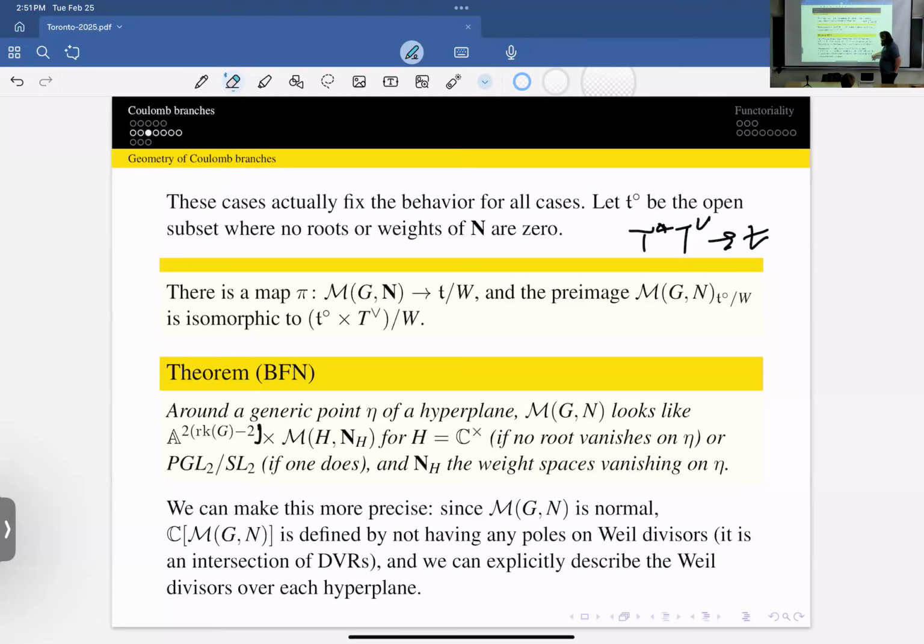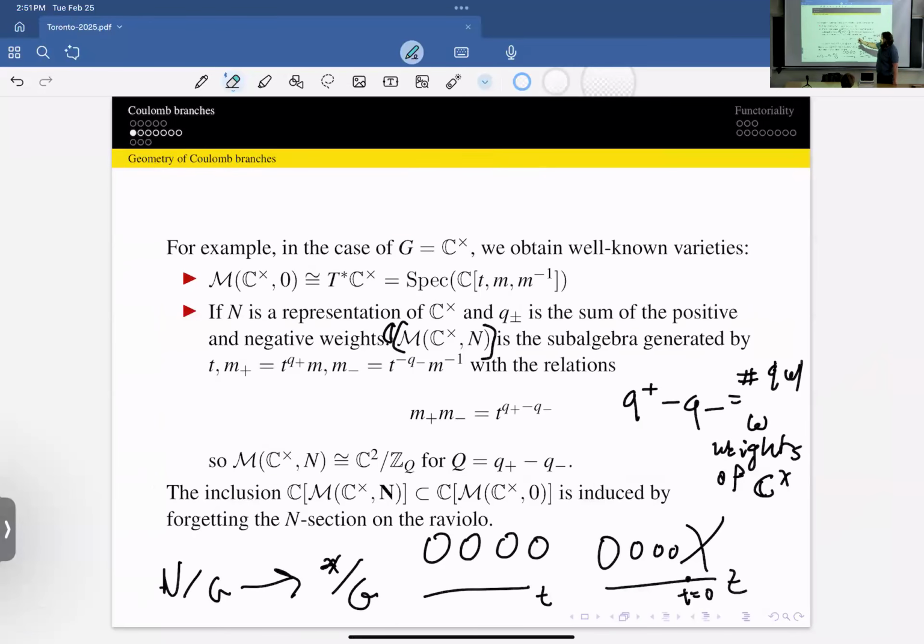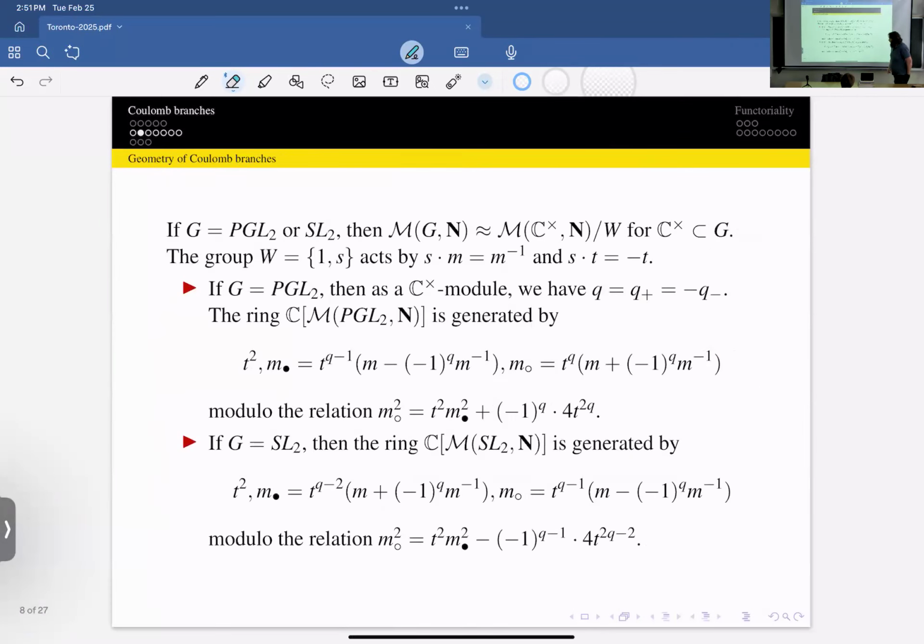And so if you want to understand the divisors, you have the ones that come from this open locus. That's exactly the same as this boring story. And then you only have a few more. Over every one of these hyperplanes, you have a finite number of them, and these calculations on this page tell you what they should be. In this case, where I don't have any roots vanishing, I have two Weil divisors sitting over my hyperplane that depend in this way on the weights. And in this case, I usually only have one, but there are a few weird degenerate cases where I have two.